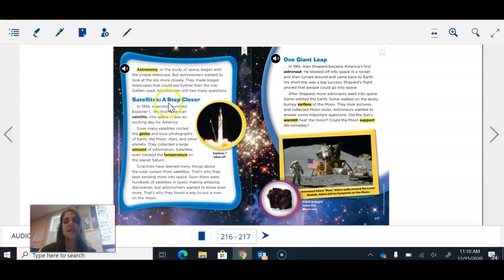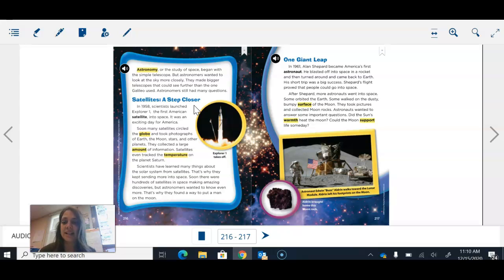Satellites, a step closer. So first, scientists used telescopes. Now, it seems like scientists are going to use satellites to learn about Earth and its neighbors, or space. In 1958, scientists launched Explorer 1, the first American satellite, into space. It was an exciting day for America.